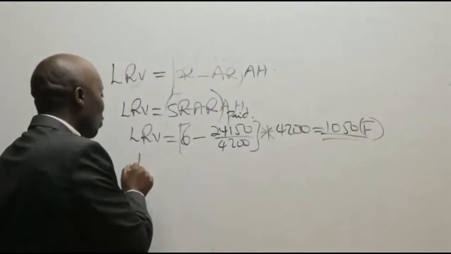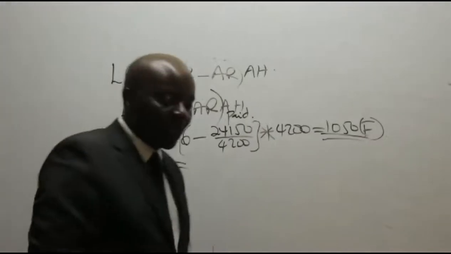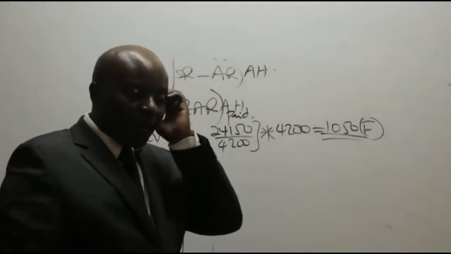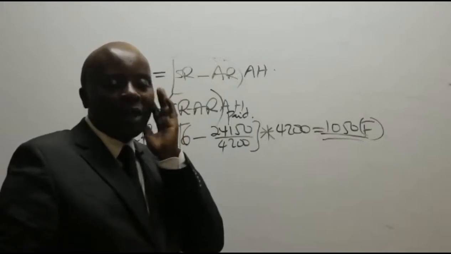Now you can go very comfortably to the next variance, which has been asked. Remember, labor variances, there are 2 types. So we have the labor efficiency variance. Is there anybody who is able to remember the formula of efficiency variance?